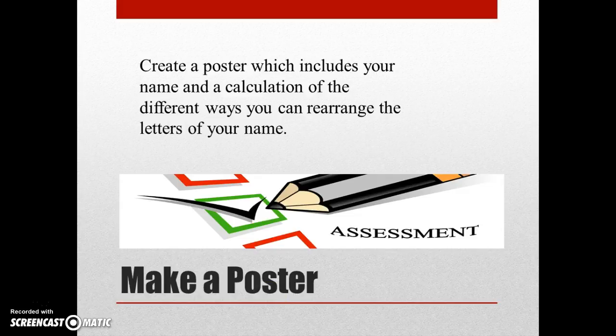Now again, as I stated earlier, after we do a little more practice with this, you're going to create a poster which includes your name and a calculation of the different ways you can rearrange the letters of your name. But let's practice a little more just in case.